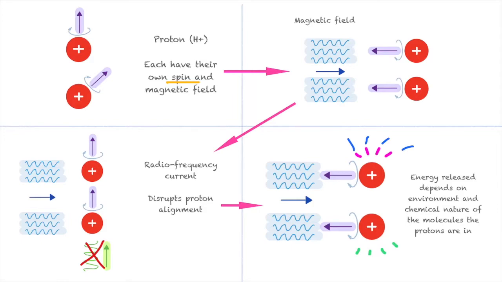The amount of energy and the rate at which protons realign depends on the environment and chemical nature of the molecules the protons are in. MRI machines detect these differences to produce images that can differentiate structures in the body. fMRI is a particular type of MRI.